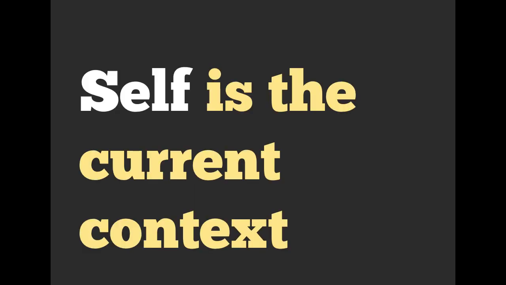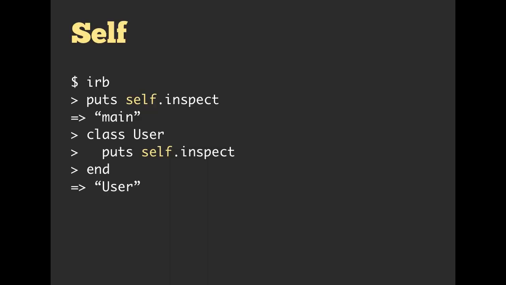Okay, so I like to think of self as current context. We can use self anywhere, not just inside a method. So if you open up IRB and put self.inspect, it's going to tell you that is the main context. If you open up a class, here we have class User, and then puts self.inspect, it is going to tell us that self is User.